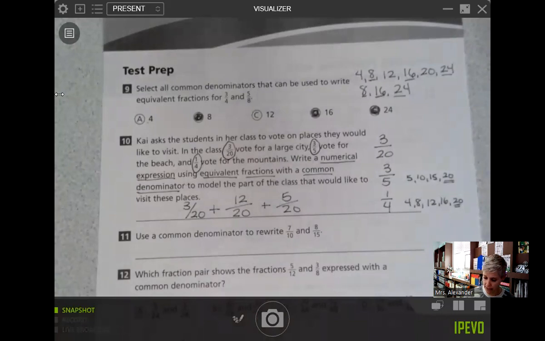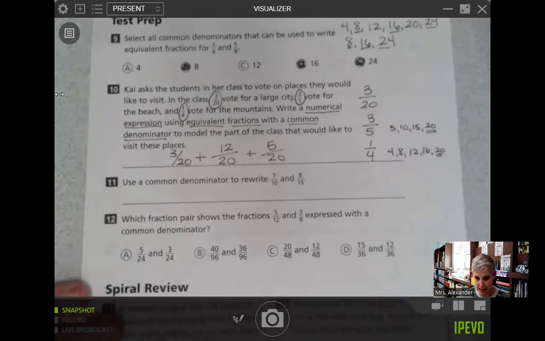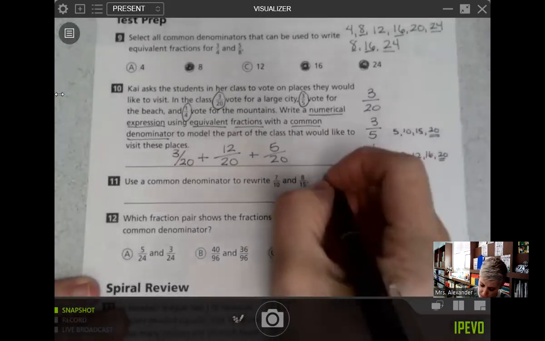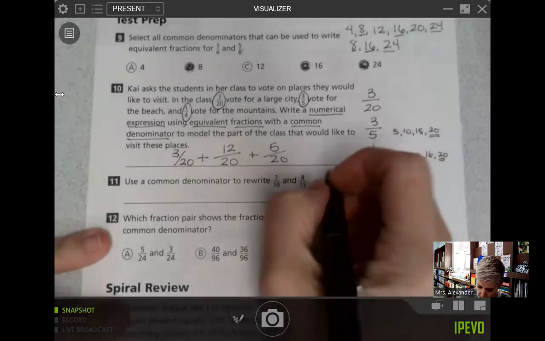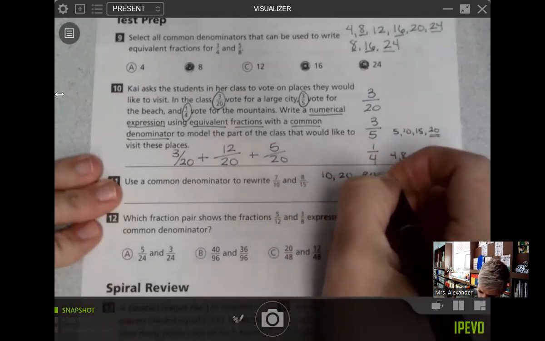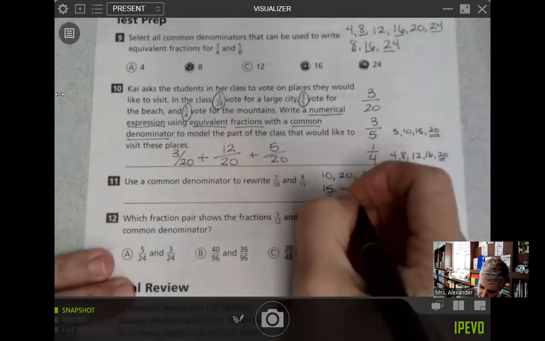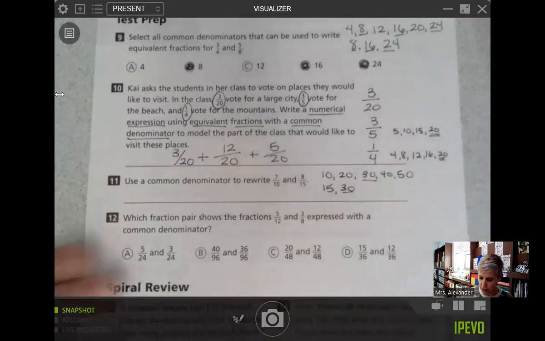Good, good, good. All right. Use a common denominator to rewrite 7/10 and 8/15. So tenths and 15ths. Woo, let's see. I can do tens pretty easily. 10, 20, 30, 40, 50. So 15, 30. Oh, woo-hoo! I don't have to go any further. Whew. Getting higher with those bigger numbers. It might have taken me a little bit longer there.